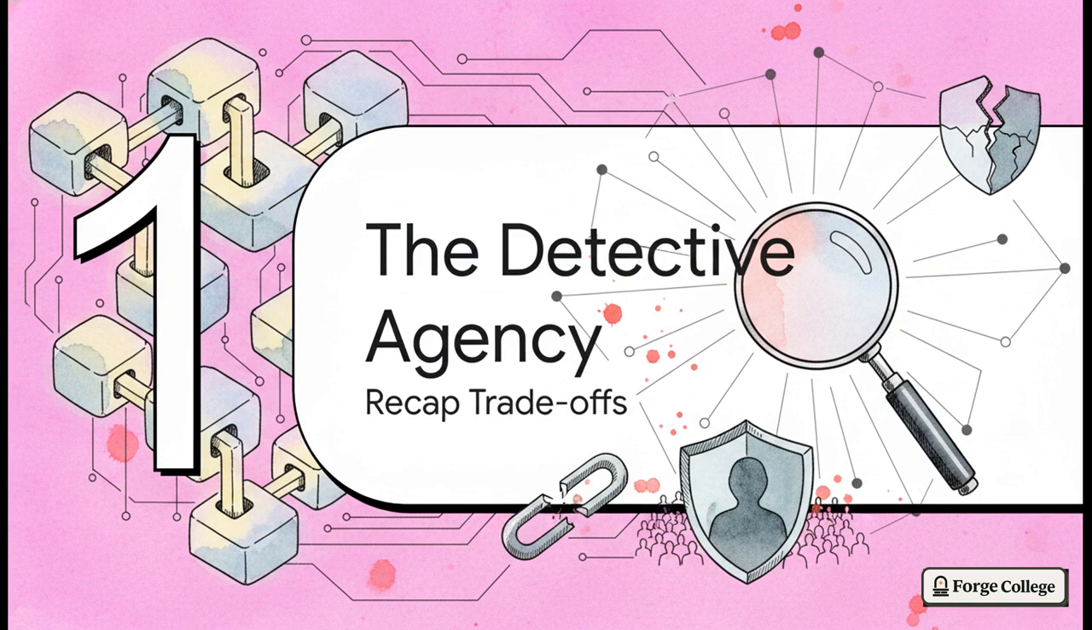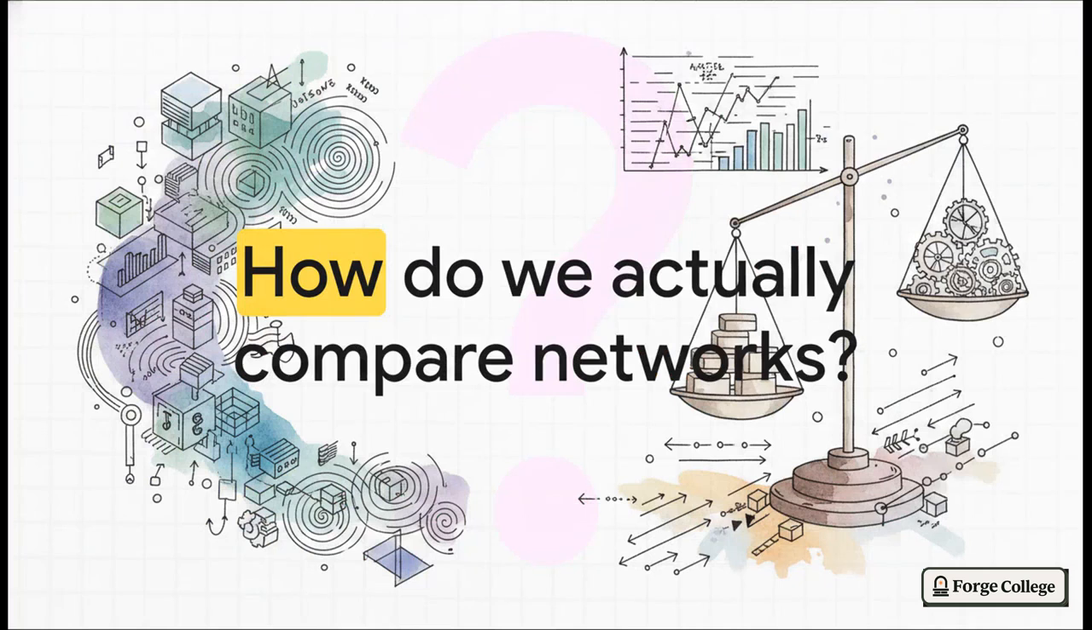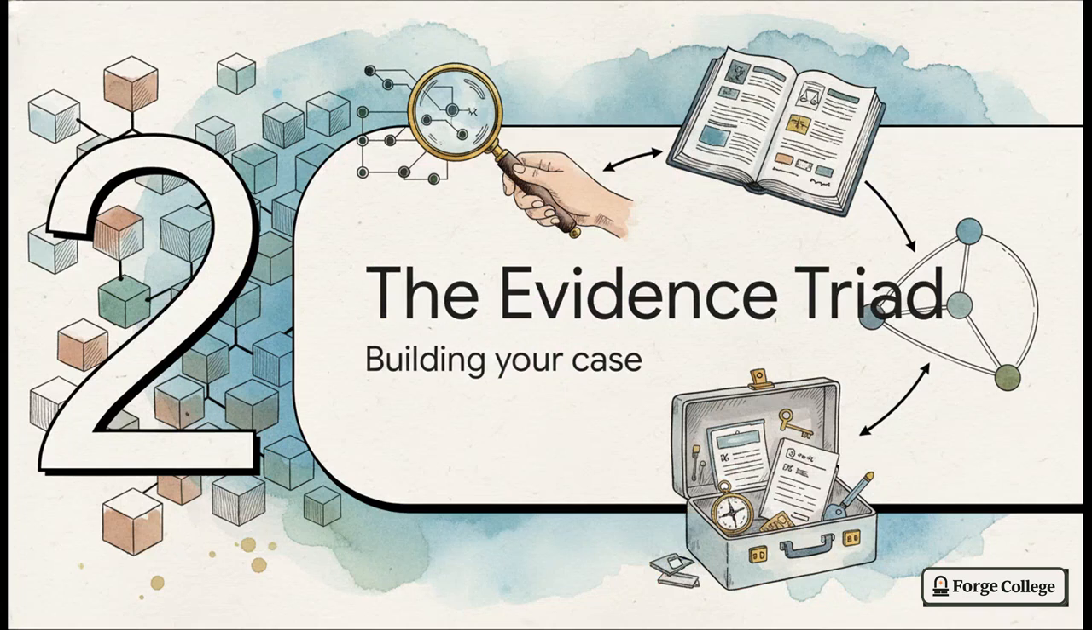But let's look a bit closer, because here is the absolutely crucial question. How do we actually compare these massively complex networks without just getting buried in technical jargon? I mean, how do we take the pure theory of scaling trade-offs and flip it into comparative, solid judgments that actually hold up under scrutiny? Well, that brings us to part two, the evidence triad.